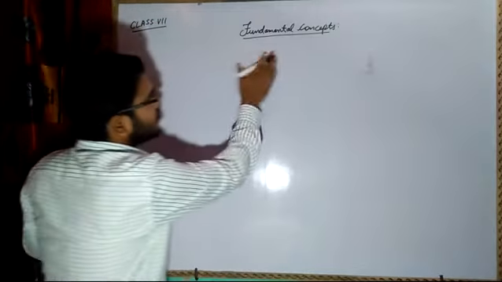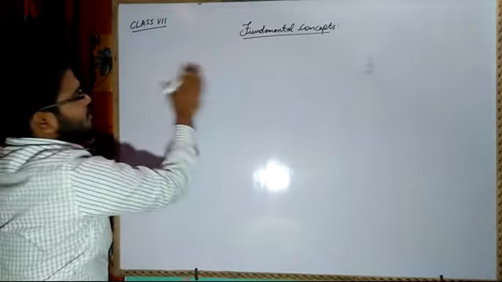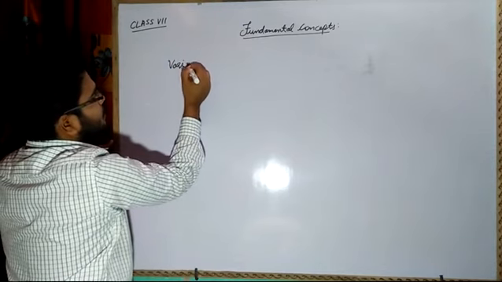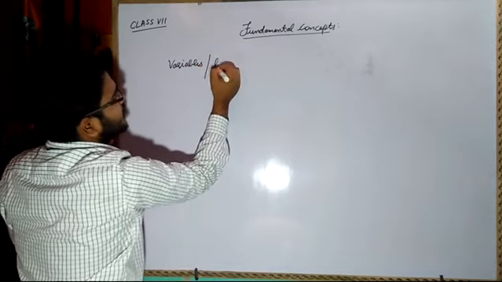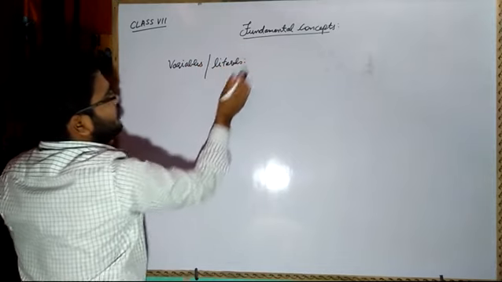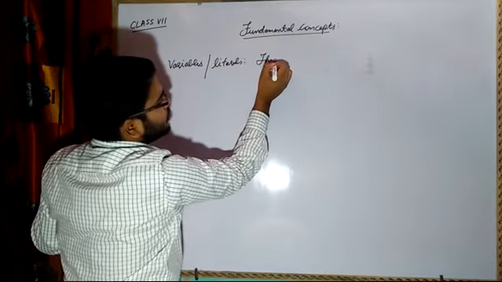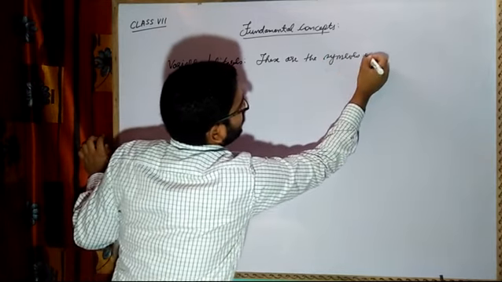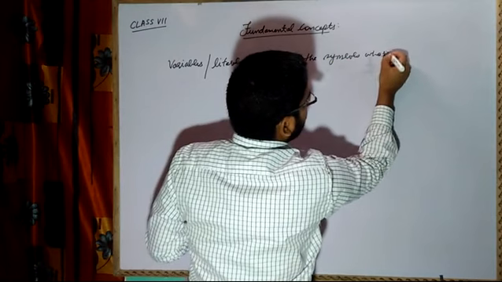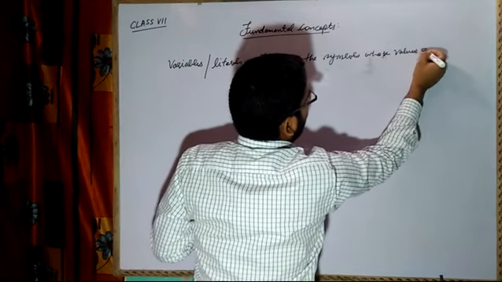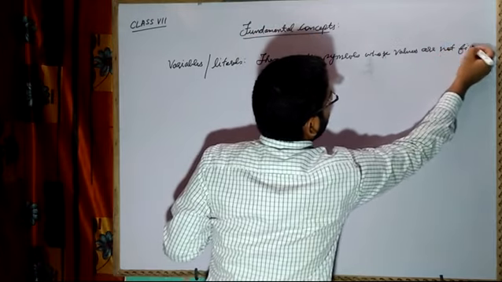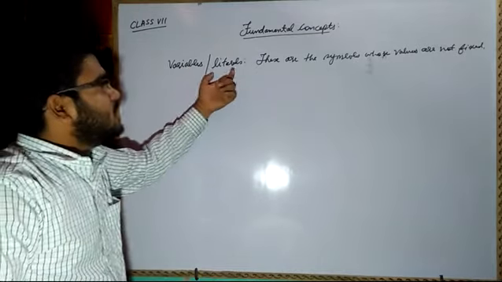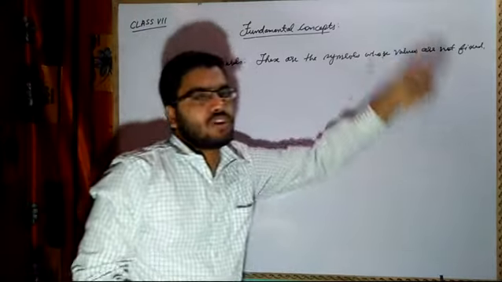Now, to understand this chapter, let us first go through the definitions, the meaning of terms like variables, or you say literals. These are the symbols whose values are not fixed. Variables or literals, same thing, either you say variables or you say literals. These are the symbols whose values are not fixed.